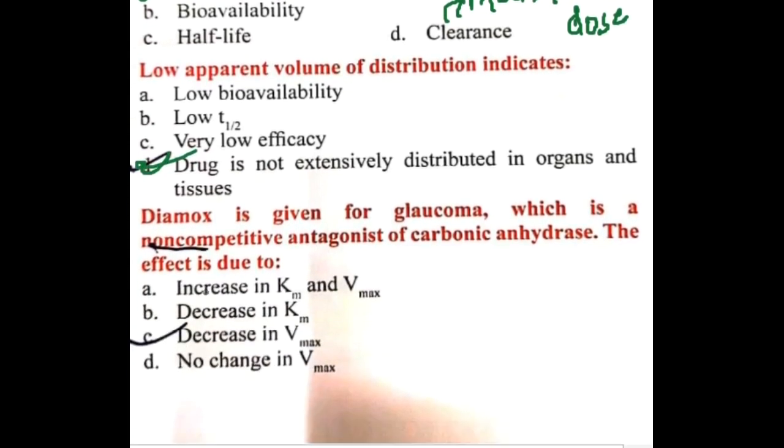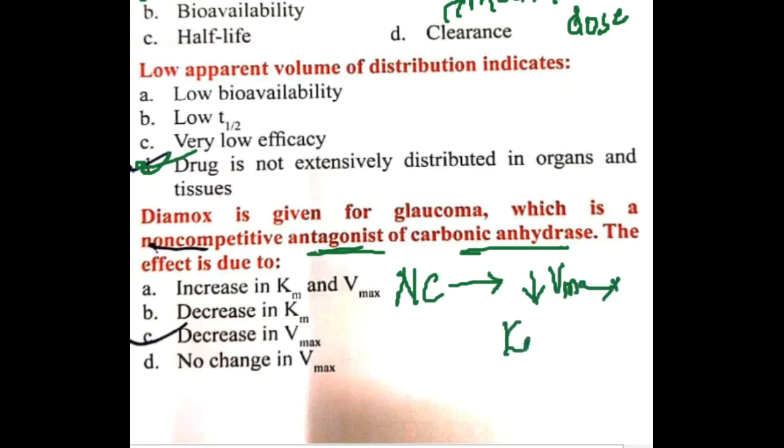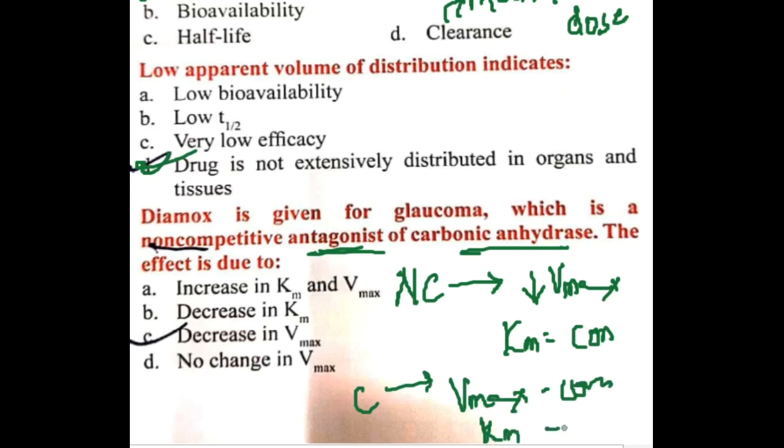Then the next question, Diamox is given for glaucoma, which is a non-competitive antagonist of carbonic anhydrase. The effect is due to, see, whenever there is a non-competitive antagonist, there will be a decrease in Vmax and Km will be constant. Whereas if there is a competitive antagonist, Vmax will be constant and Km will increase. It has already been dealt with in the biochemistry section a couple of times.